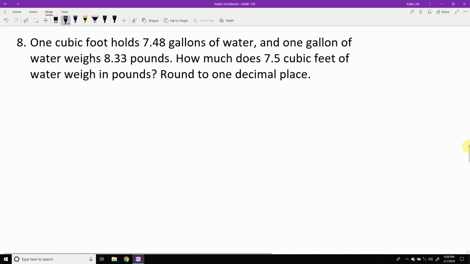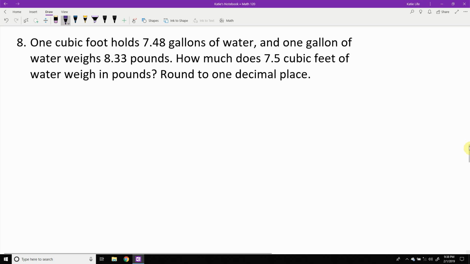All right, in number 8, we are starting to breach into the material that's covered in chapter 2, where we start working with conversion factors. So number 8 reads, 1 cubic foot holds 7.48 gallons of water, and 1 gallon of water weighs 8.33 pounds. The question is, how much does 7.5 cubic feet of water weigh in pounds? Round to 1 decimal place.